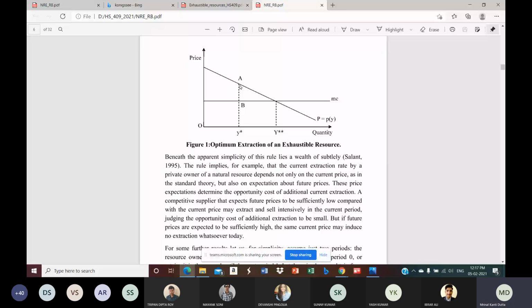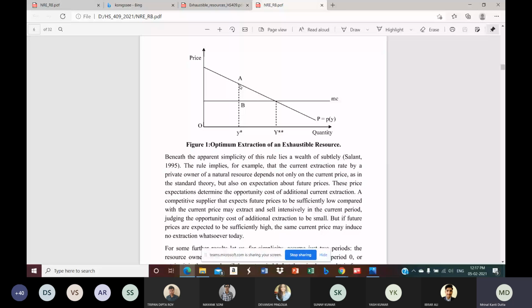The user cost, and corresponding to that user cost, you see, this is a point on the demand curve. Now from that demand curve, if we draw a line parallel to the y-axis, it will meet the x-axis at Y star. Basically that means this marginal cost portion is by star, and the AB portion will be the user cost, or maybe you can say opportunity cost.